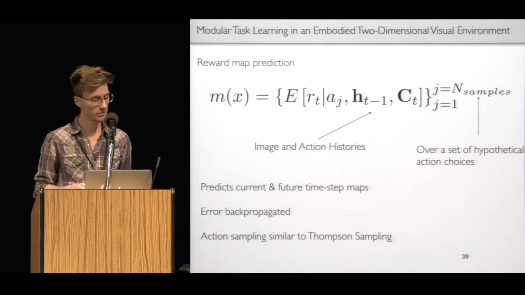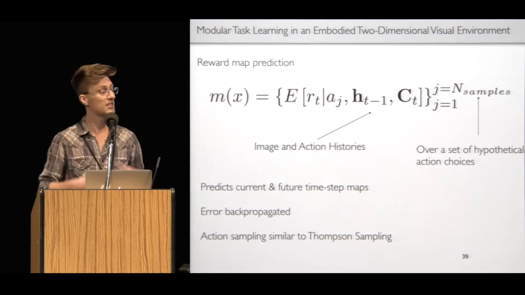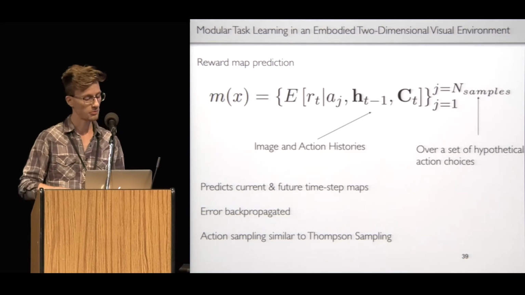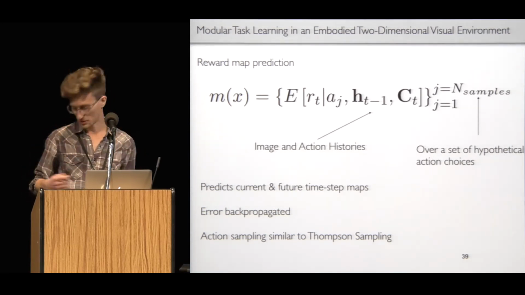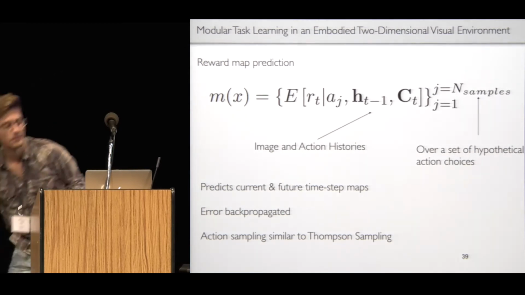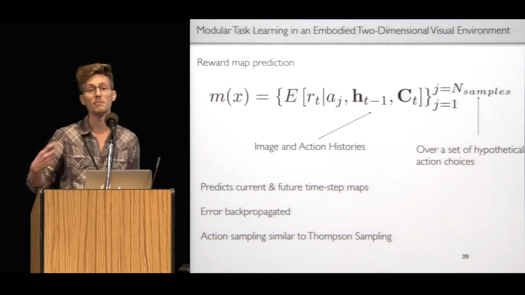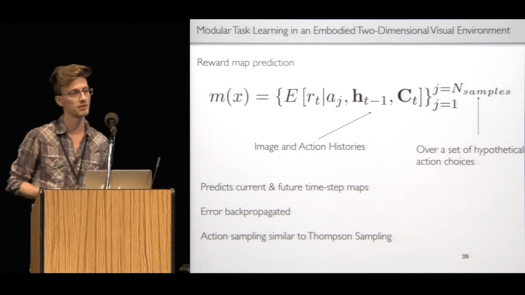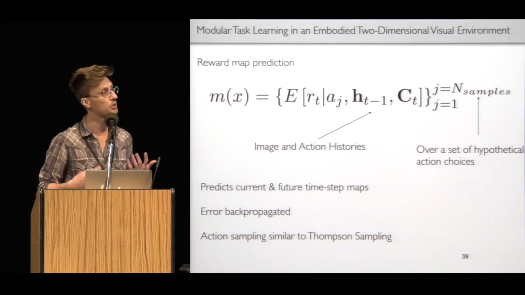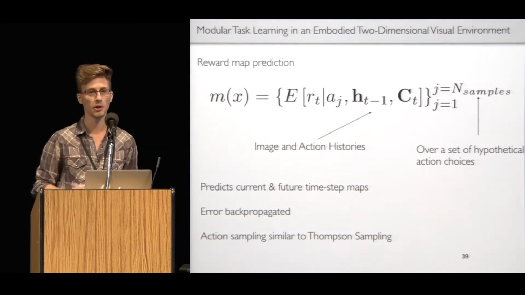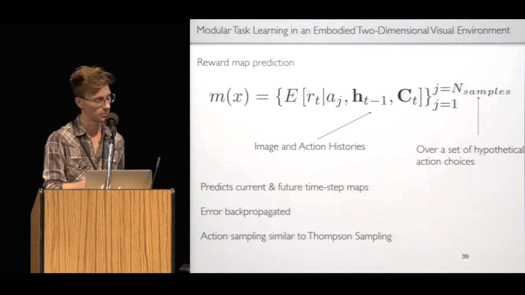And just briefly, what they're actually learning is an expected reward map for a few time steps in advance, and the error signals for these are going to be back-propagated and learned through gradient descent. And the action sampling itself is reminiscent of Thompson sampling, but I'm going to spare you the details. If you want some more, I can go over it after, or you can just pull me aside later on.